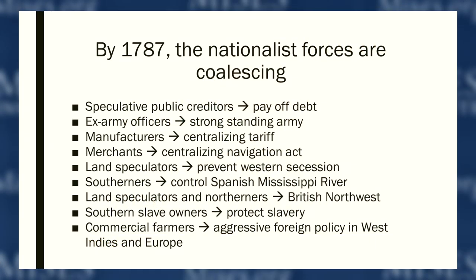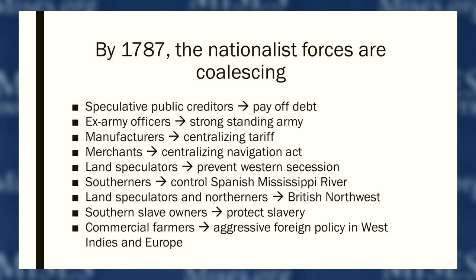So by 1787, of course, that's not the path that was taken. And instead, you have the nationalist forces coalescing. So the nationalists are those groups that didn't want a confederation of basically separate states where power is decentralized. Instead, they wanted a nation where you have centralized power, and the states are in a greatly weakened condition, you could say all but emasculated, basically.